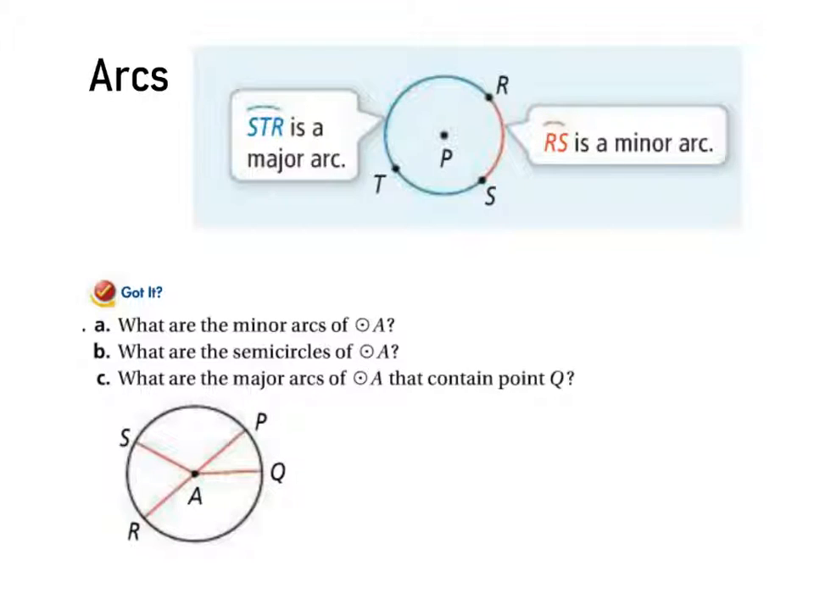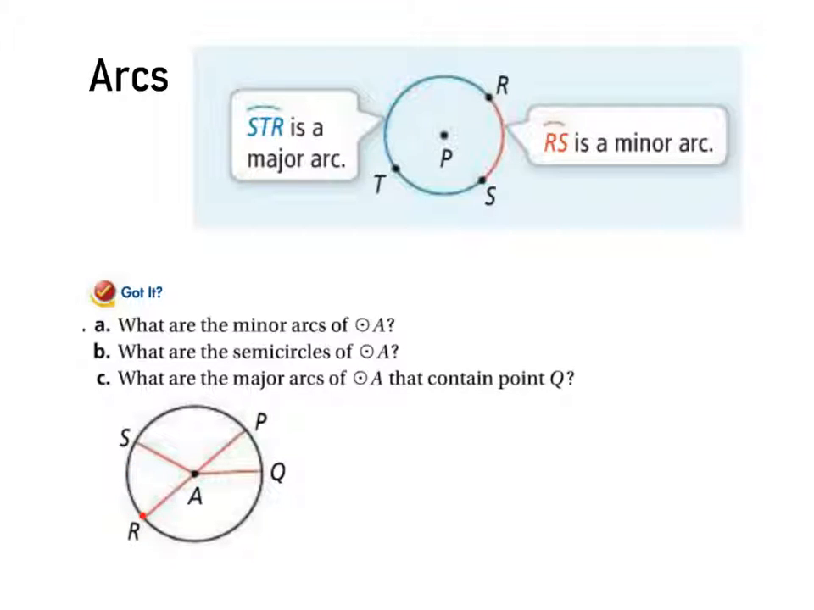So let's look at some questions that you might have on your homework that says, what are the minor arcs of circle A? That's the notation for circle A. Okay, minor arcs would be anything less than halfway around. So I'm just going to start going. I could go Q to P. I could go Q to S. I could not go Q all around to R.